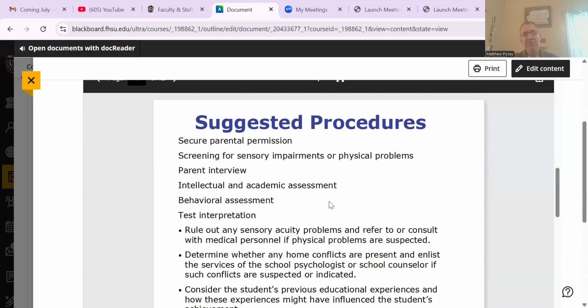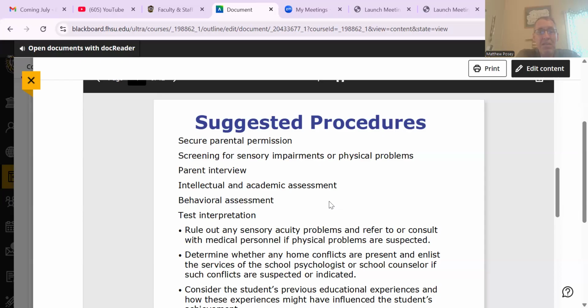Looking at suggested procedures, we kind of talked about the testing procedures. That was one of the things you were asked to highlight and cover in the group interview project. So as you all know, we have to secure parental permission. We also want to do some screenings for sensory impairments or any physical problems that may exist. Interview the parent, get some information from them. Then we get into doing the intellectual and academic assessment, which can be accomplished using a variety of assessments.